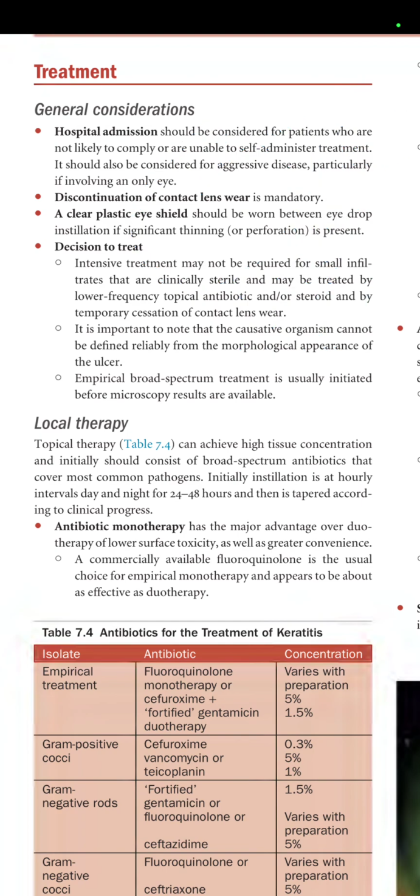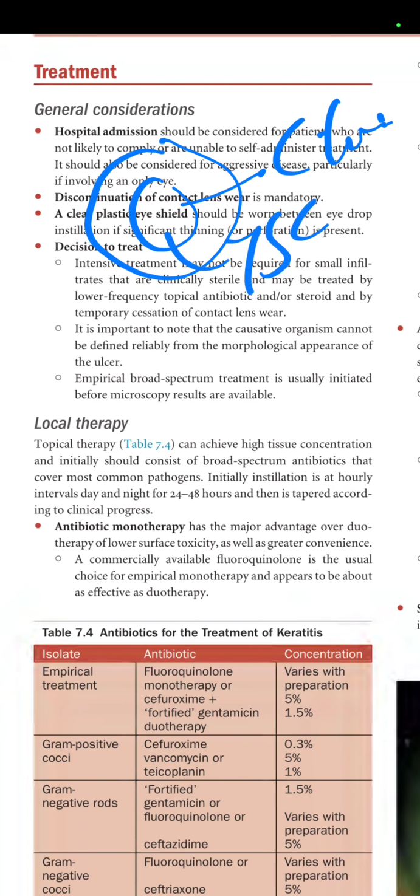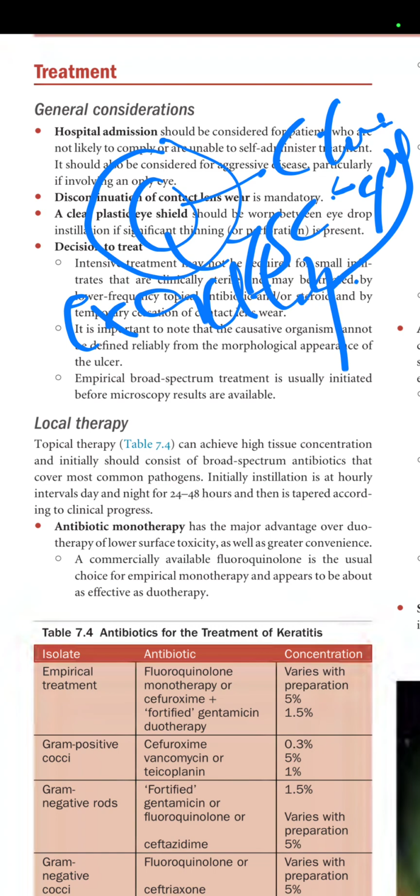Then it is important to note that the causative organism cannot be identified reliably from the morphological appearance of the ulcer. So it is very important that we cannot clinically diagnose the disease alone. We should get the scrapings and culture and sensitivity so we know exactly what organism is causing the bacterial keratitis. Empirical broad spectrum treatment is usually initiated before microscopy results are available, but we do not delay the treatment in this case. We start the broad spectrum antibiotics.